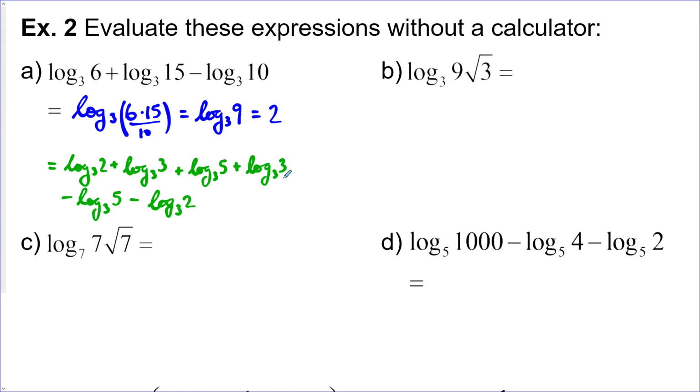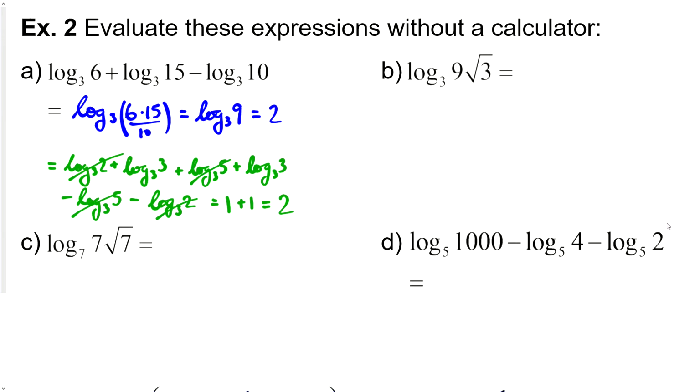Okay, now when I look at all of these terms, it actually looks worse for a second, but log base 3 of 5 minus log base 3 of 5 actually cancel out here. And log base 3 of 2 and log base 3 of 2, they cancel out as well. So the only thing we're left with is log base 3 of 3, which is 1, and log base 3 of 3, which is also 1. And so we still get the answer of 2, using a slightly different strategy here. Let's try the next one.